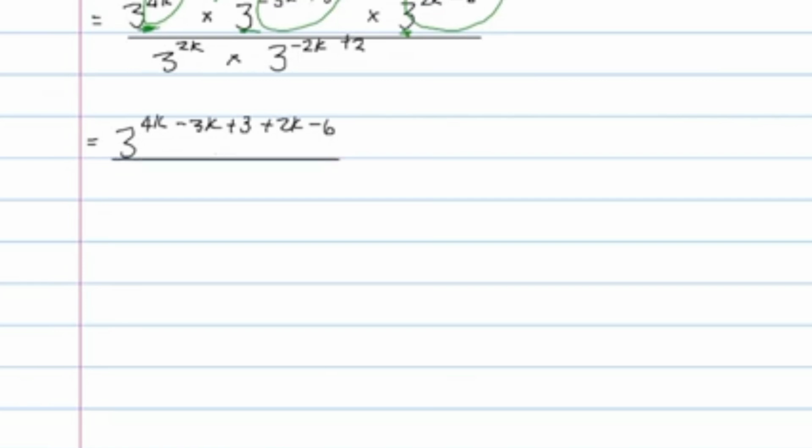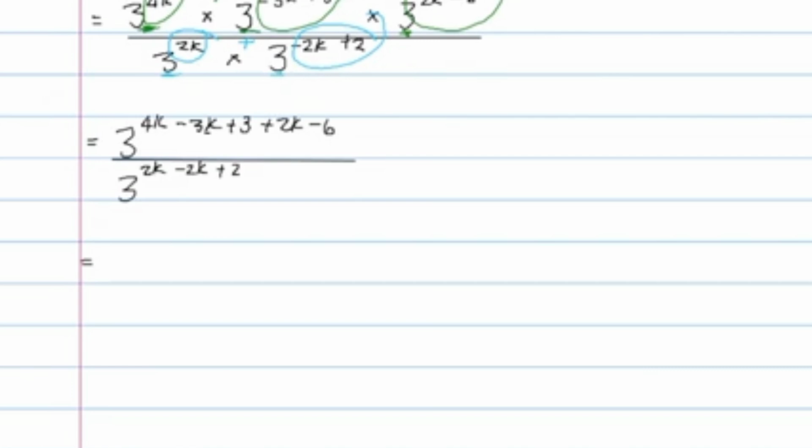And then on the denominator, you do the same thing. You take one base and then you add the exponents. So it's gonna be 3 to the power 2k plus a negative 2k plus 2. So it's going to be 3 to the power 2k minus 2k plus 2. Okay, and then let's try to simplify.